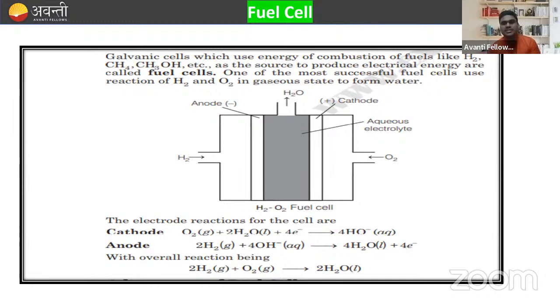One of the most successful fuel cells uses the reaction of H2 and O2 in gaseous state to form water. The electrode reactions for the cell are as follows. At the cathode, O2 reacts with 2H2O and 4 electrons to form 4OH negative ions. At the anode, 2H2 reacts with 4OH to form 4H2O, releasing 4 electrons. The overall reaction for this cell is 2H2 plus O2 giving 2H2O in liquid form.